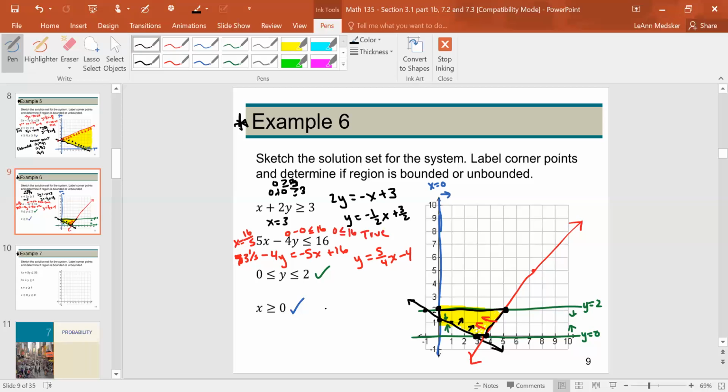Okay, so let's write down what we know. So the corner points that we do know are the y-intercepts. We had 0, 2, and we had... That is not 1. That was 1.5. It's a little off there. So that's 0, 3/2. This was 3, 0. And that was 16 over 5, comma 0.